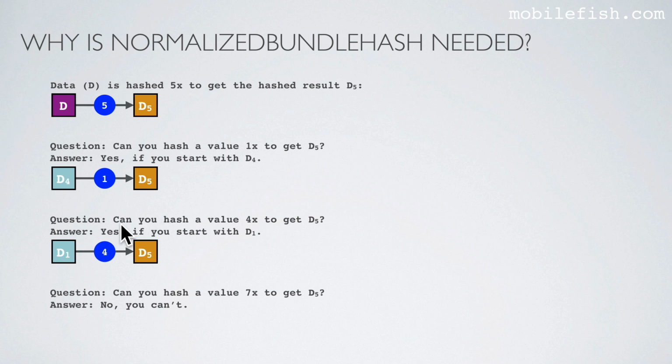Question: can you hash a value 4 times to get D5? Yes, if you start with value D1. If you start with value D1 and hash it 4 times, you get hash value D5. Question: can you hash a value 7 times to get D5? Answer: no, you can't. If you hash a value more than 5 times, you'll never get hash result D5.